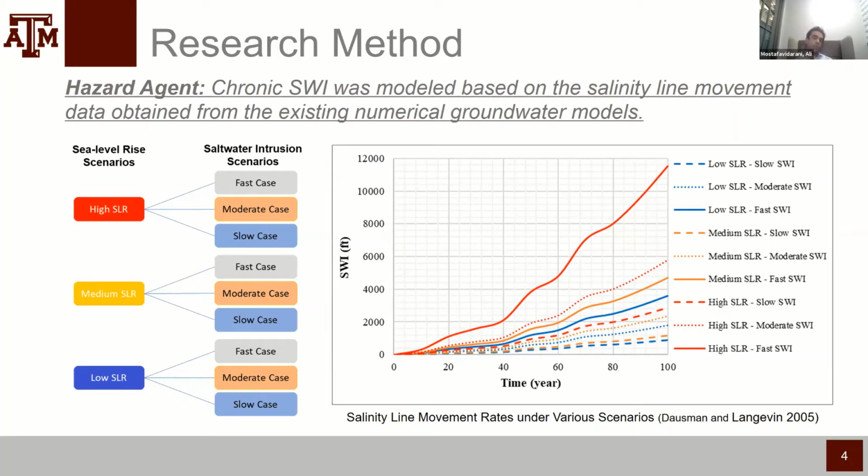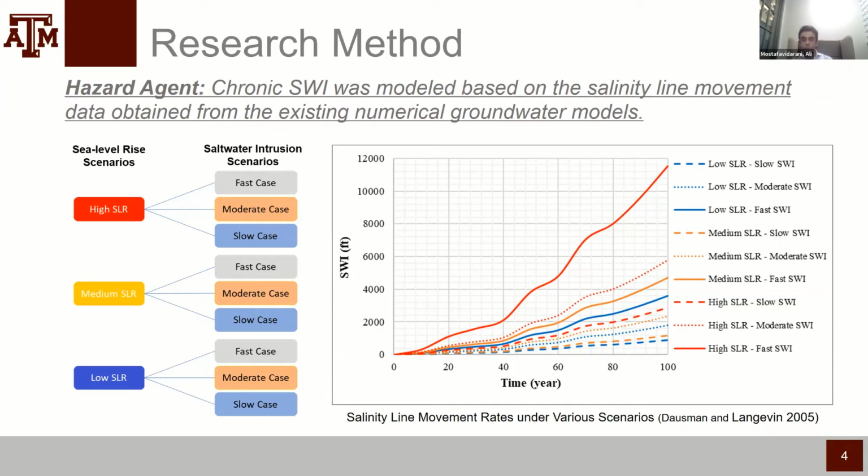One is the projection of sea level rise scenarios, where our source of information is the IPCC's projections: low, moderate, and fast sea level rise. Under each of them, based on groundwater models, we can have different scenarios of saltwater intrusion. So under slow sea level rise, we can have a slow case of intrusion, a moderate case of intrusion, and a fast case of intrusion. These come from physics-based groundwater models, and we adopted the outcomes of models that were already implemented in our study testbed, Southeast Florida, which I'll talk about a little more later.